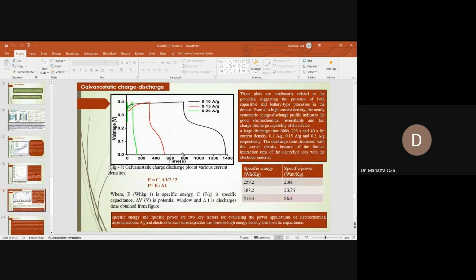Galvanostatic charge discharge. From this graph, we calculate the values of specific energy and specific power that are already mentioned in this table. The specific energy and specific power are two key factors for evaluating the power applications of electrochemical supercapacitors. A good electrochemical supercapacitor can provide a high energy density and specific capacitance.